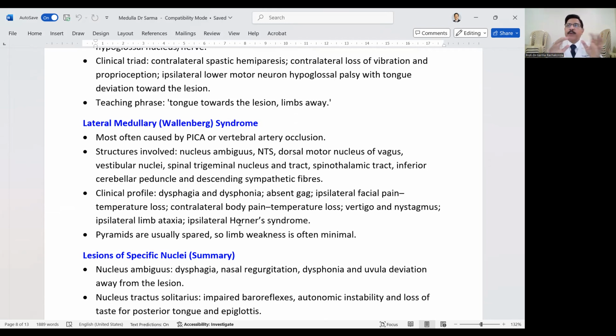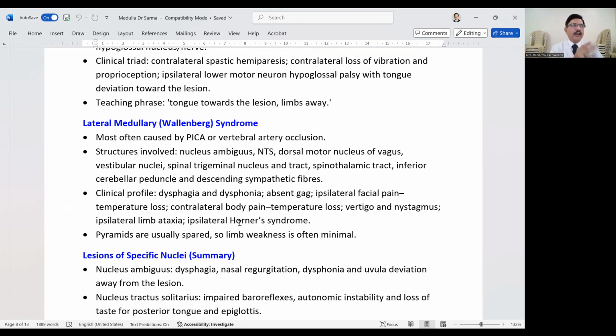Pyramids are usually spared. Why? Why are pyramids spared? Pyramids are ventral and medial. This is lateral. So pyramids are involved in what? Medial medullary syndrome. What is the involvement in medial medullary syndrome? Anterior spinal artery involvement, pyramidal tract on the opposite side, and then the vibration and joint sense on the opposite side, ipsilateral 12th nerve paralysis. That is medial medullary syndrome.